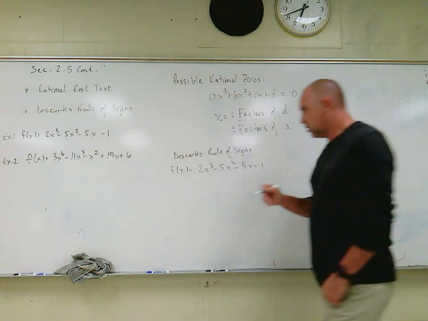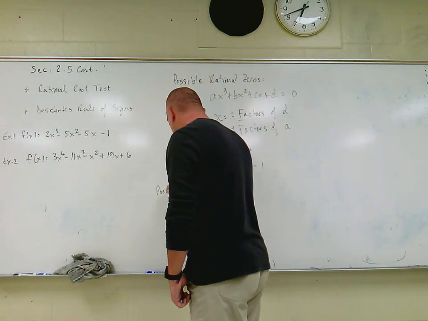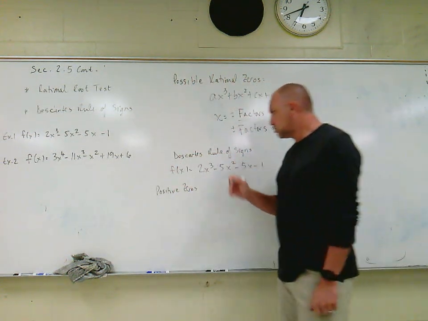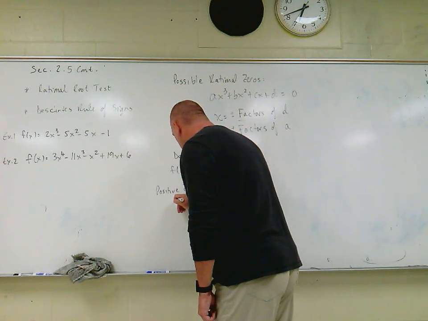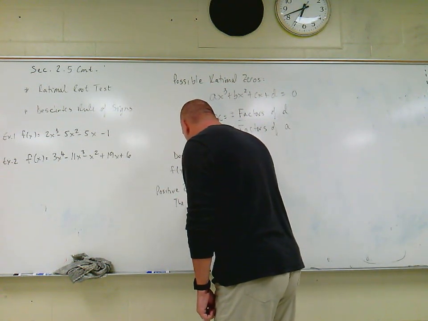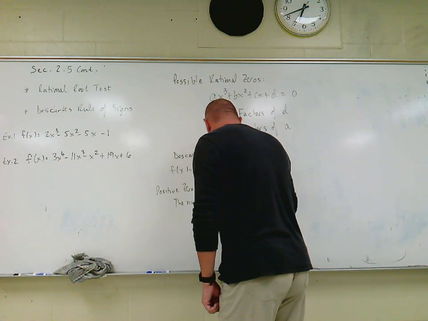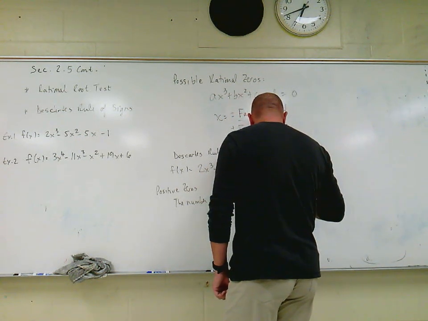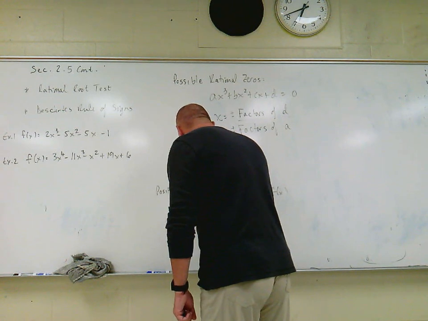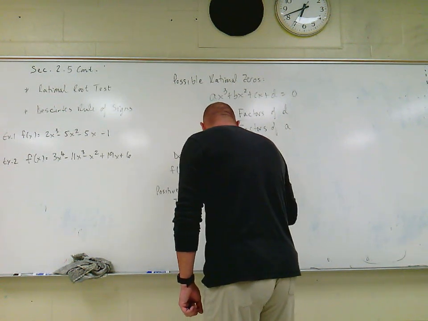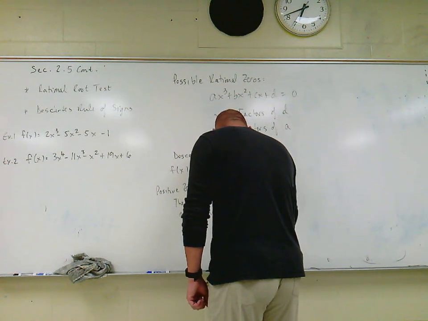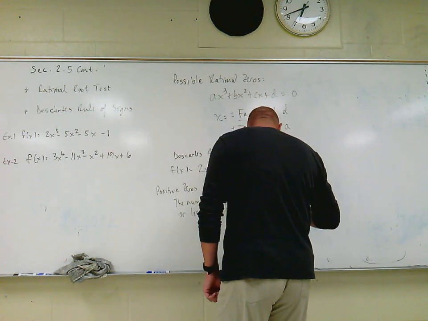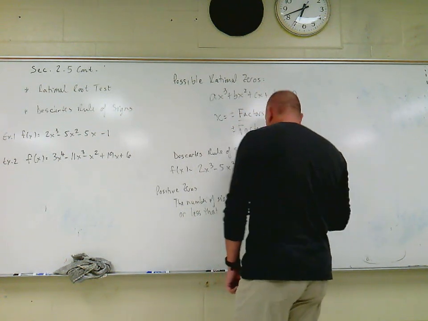So first thing, for positive zeros, here's what you do. It means your solution is a positive number, right? So what you're going to do is this. First thing you do is find the number of sign changes for f of x, or less that number by an even amount. So it sounds confusing, but it's not that bad.